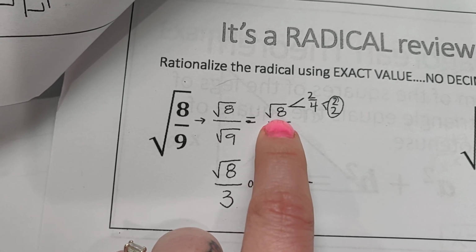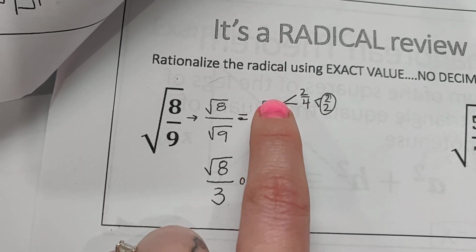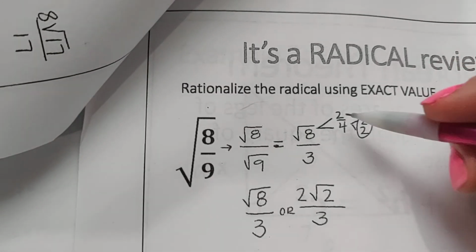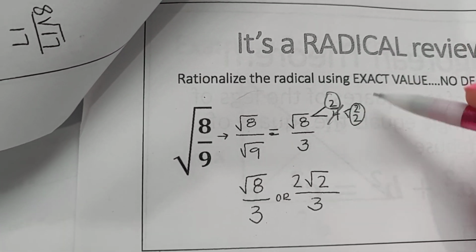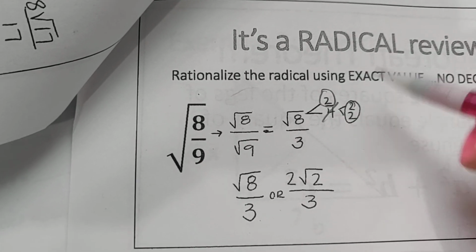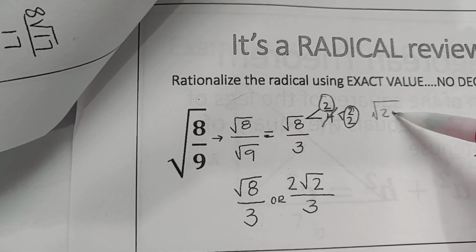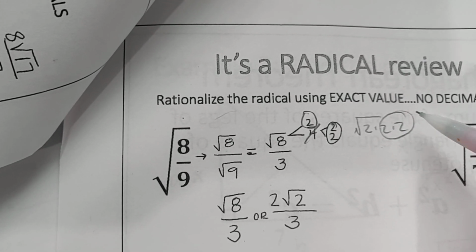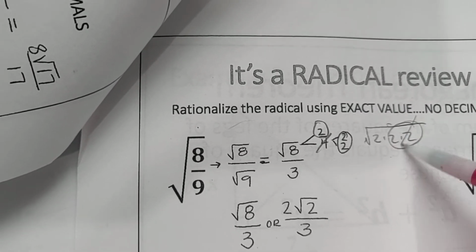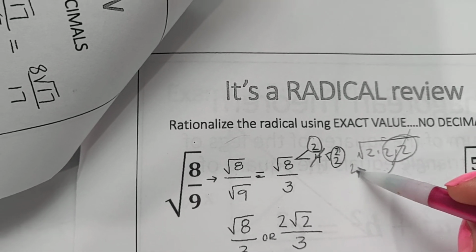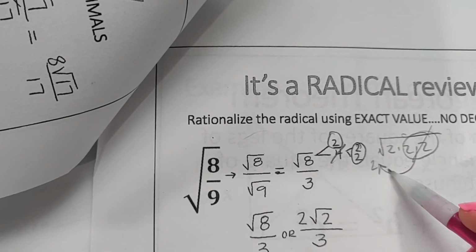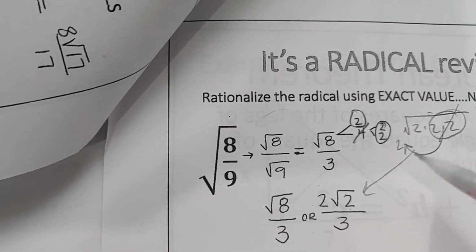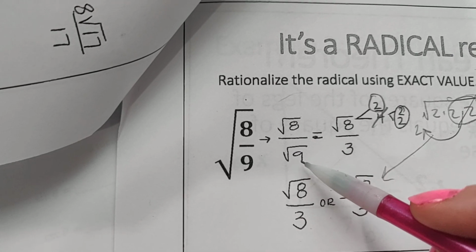So the square root of 8 is the same thing as 2 times 4, but 4 breaks up further into 2 times 2. So I have a 2 here, 4 goes away because 2 times 2 gives me 4, and now I'm left with 2 times 2 times 2. I have a pair of 2's under the square root. Those go away and move outside. So now I'm left with 2 root 2 on top.